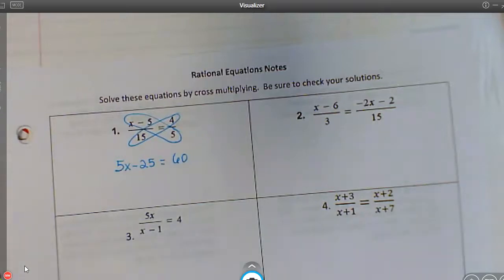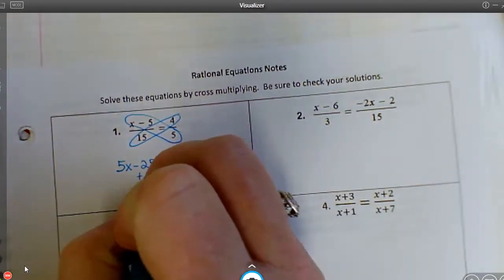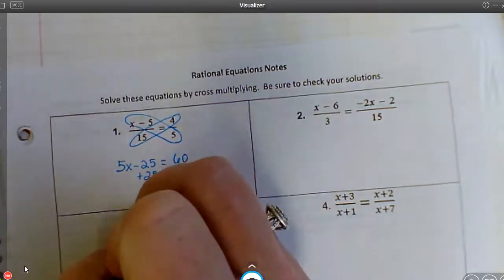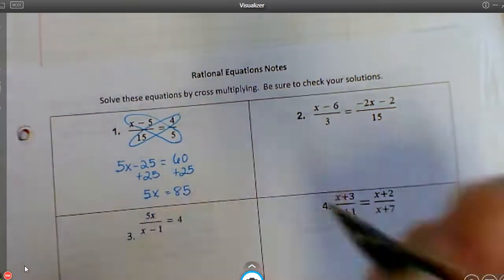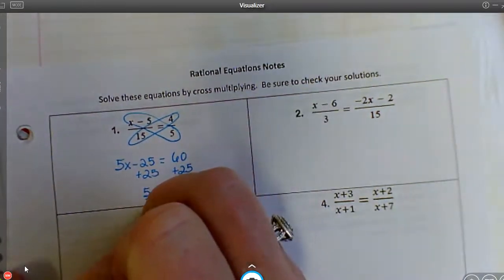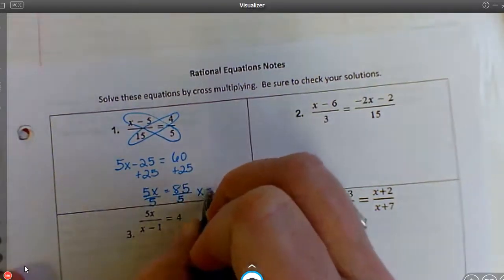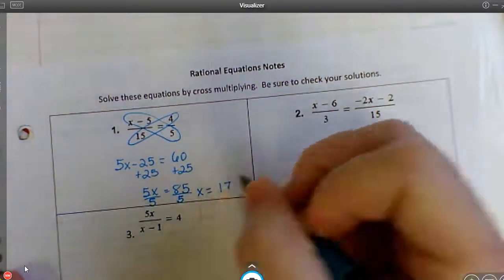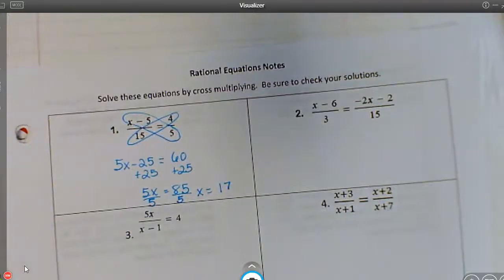From there, we're going to add 25 on both sides. So you get 5x equals 85. And then divide both sides by 5. And I think that comes out to x equals 17. Any questions about that one? Like I said, cross multiplying, this is something that you've done for a while. Just maybe not in problems as complicated as I'm giving you today.